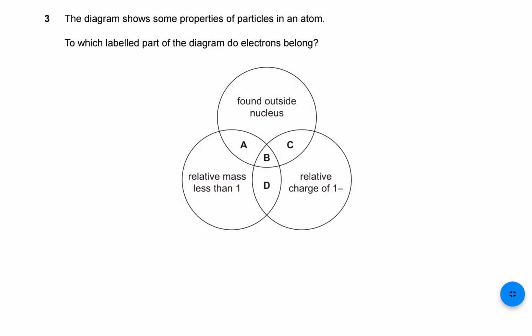Here's question number 3. It says that the diagram shows some properties of particles in an atom. To which labeled part of the diagram do electrons belong? The diagram shows some properties of particles of an atom. To which diagram do electrons belong? A, B, C, D. Let's look at the intersections and everything is found outside the nucleus. Is it found outside the nucleus? Yes. Relative mass less than 1.